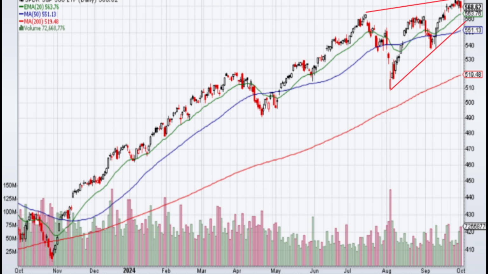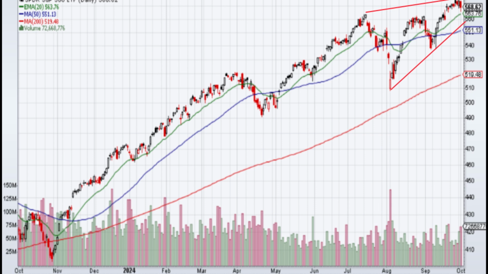Today we'll be diving into a detailed technical analysis of the S&P 500 ETF, SPY. We'll identify key support and resistance levels, discuss potential trading strategies, and outline a detailed trading plan for both long and short positions. Starting off, we're analyzing the daily chart of SPY.